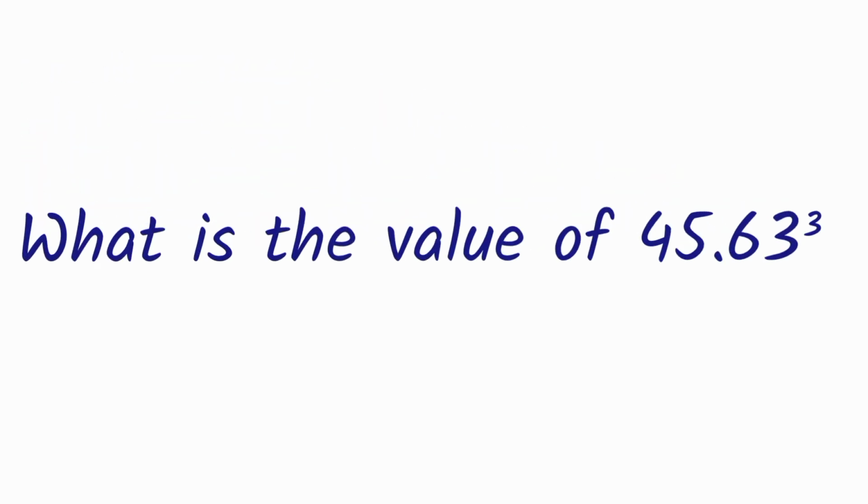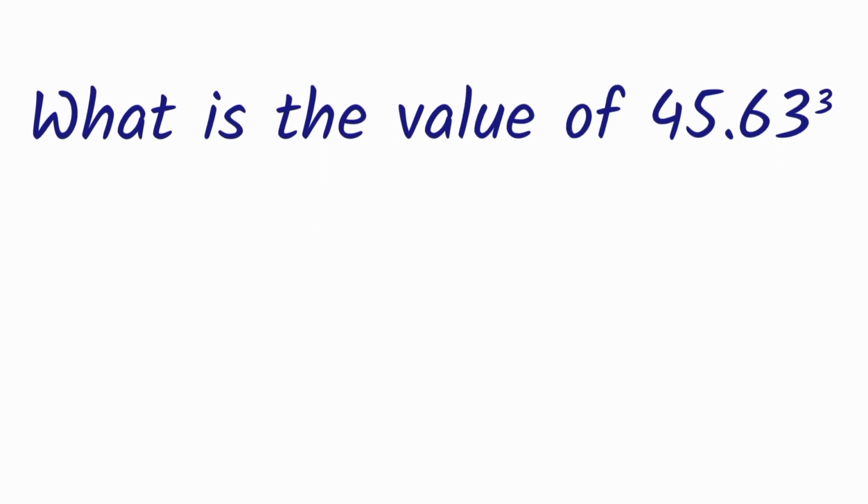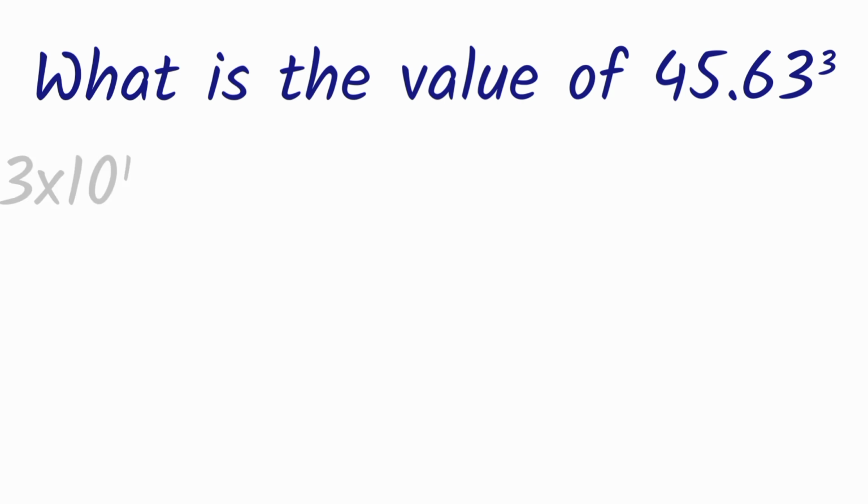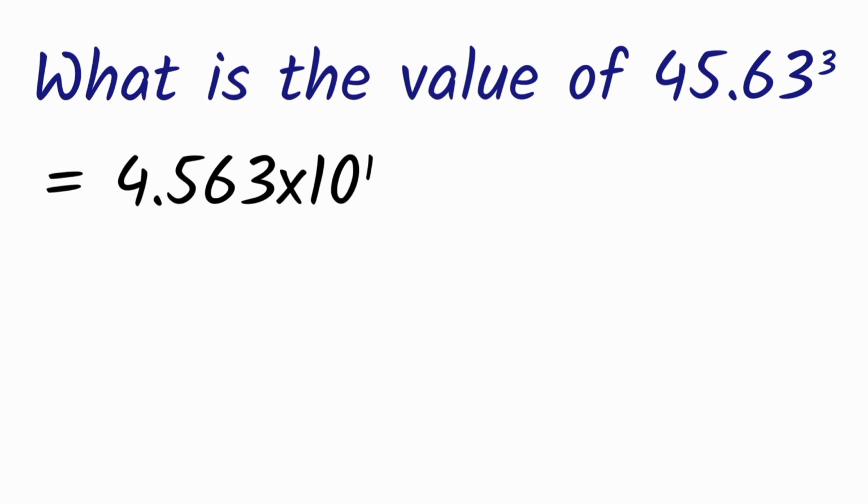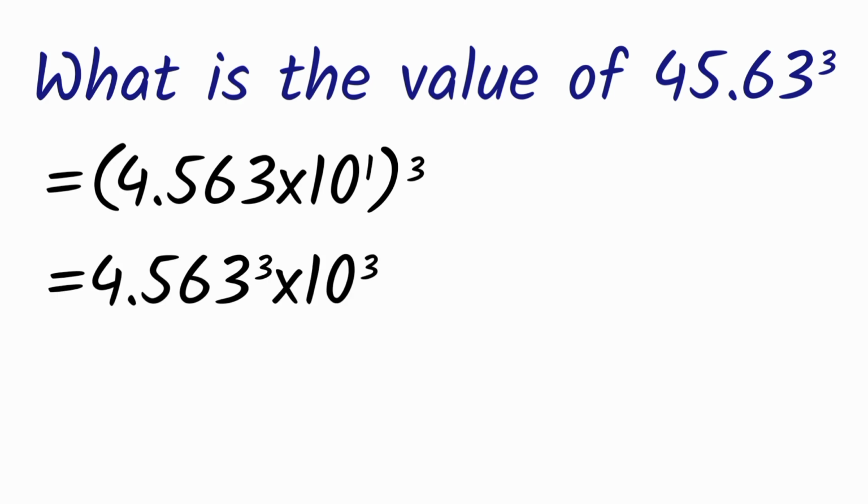Now let us get back to our example. What is the value of 45.63 cubed? Writing this in standard form becomes 4.563 times 10 to 1, everything cubed. To easily understand the next step, we write this as 4.563 cubed multiplied by 10 cubed.